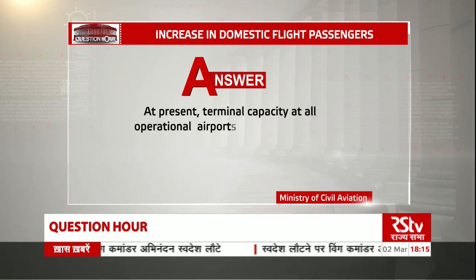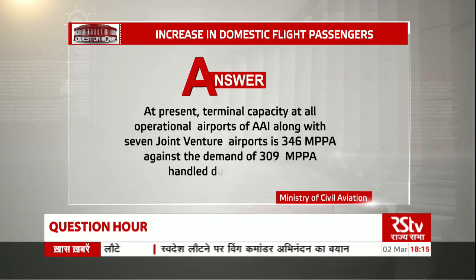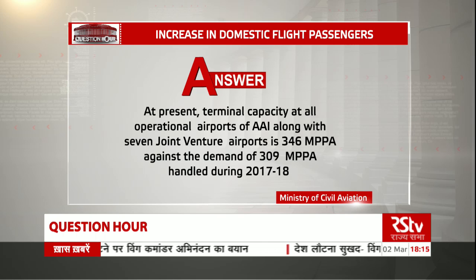Well, the Ministry of Civil Aviation in its detailed answer says that at present the terminal capacity at all operational airports of Airport Authority of India along with 7 joint venture airports, namely Delhi, Mumbai, Bangalore, Hyderabad, Cochin, Nagpur and Kannur is 346 MPPA, that's million passengers per annum, against the demand of 309 MPPA handled during the year 2017-18.